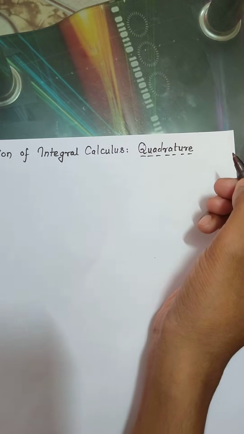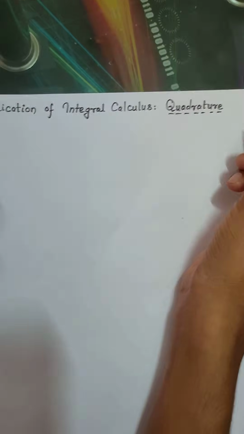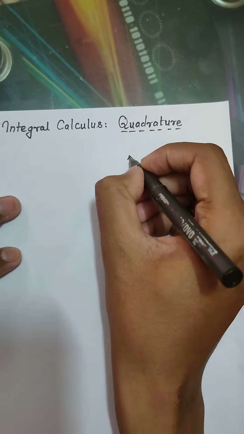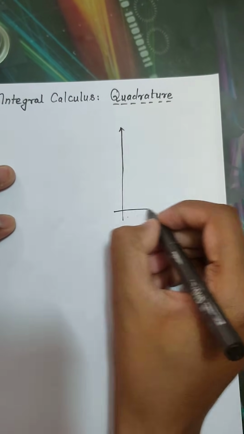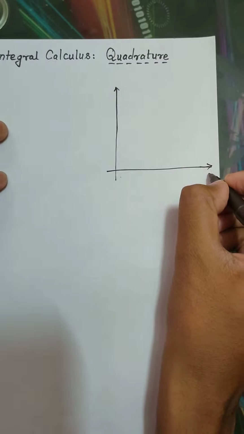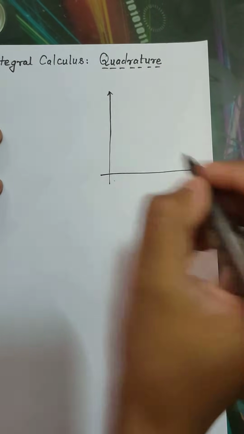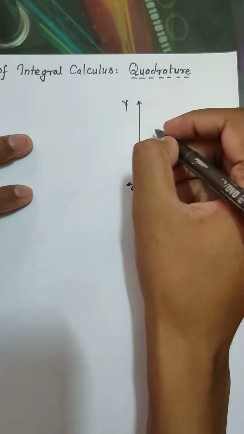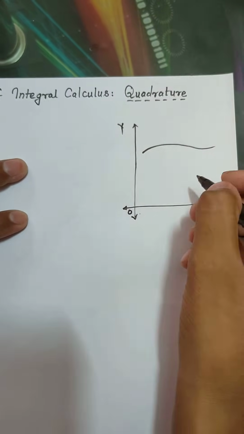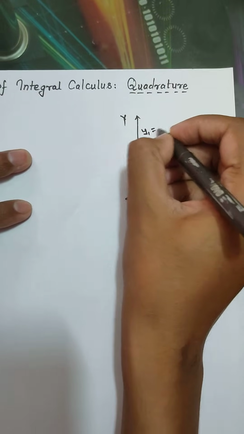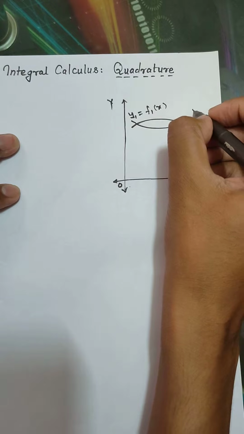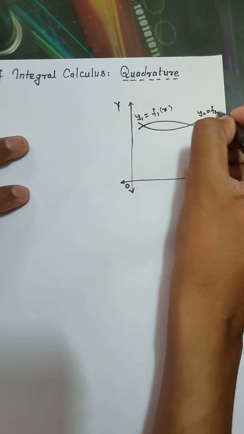Now, I would like to discuss another case, that is area enclosed by the curves y1(x) and y2(x). That is area enclosed by the two curves. So say this is the x-axis, this is the y-axis, this is the origin, okay, and say this is my curve y1 is equal to f1(x), and this is another curve, say y2 is equal to f2(x).